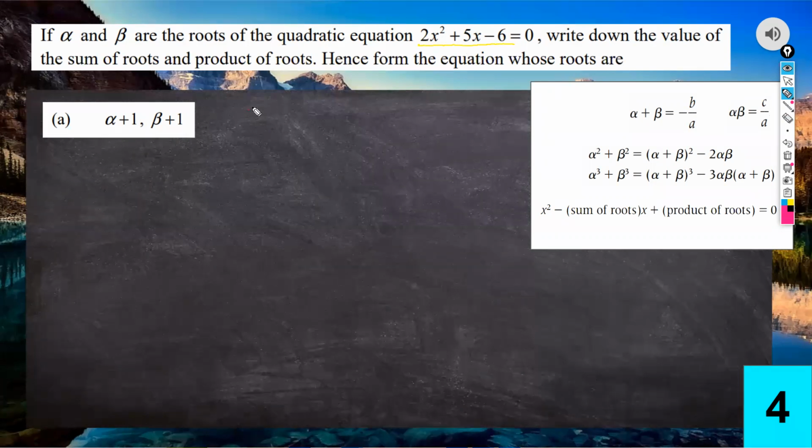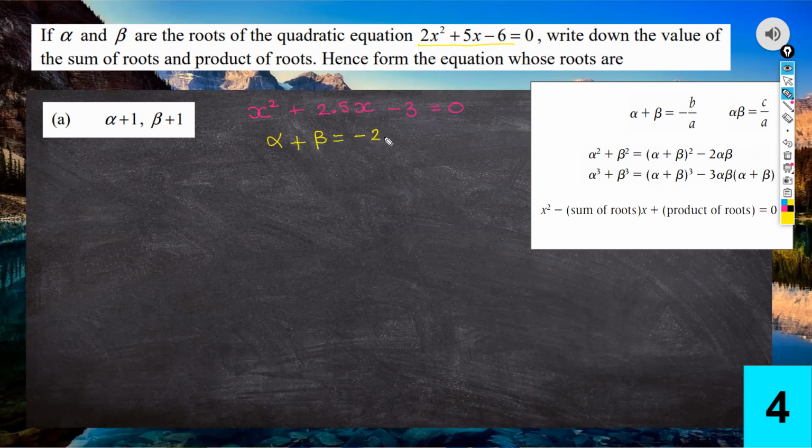So if we divide throughout by 2, we'll get x squared, making the coefficient 1. If we divide 5 by 2, but I'm going to use a decimal today, so we get 2.5x. And then minus 6 divided by 2 is minus 3. So for this particular quadratic, if we add alpha and beta, we will get minus 2.5. I think by now everyone knows it's the opposite sign here. And if we multiply alpha by beta, we get minus 3.